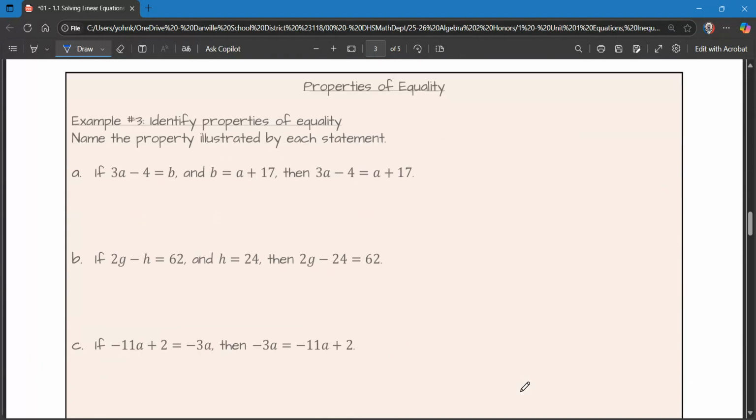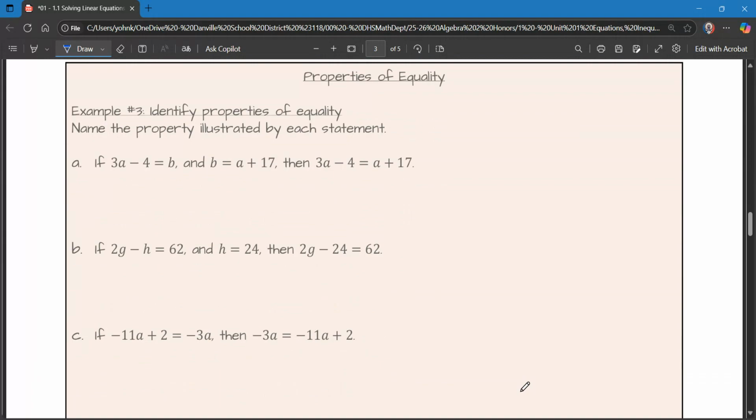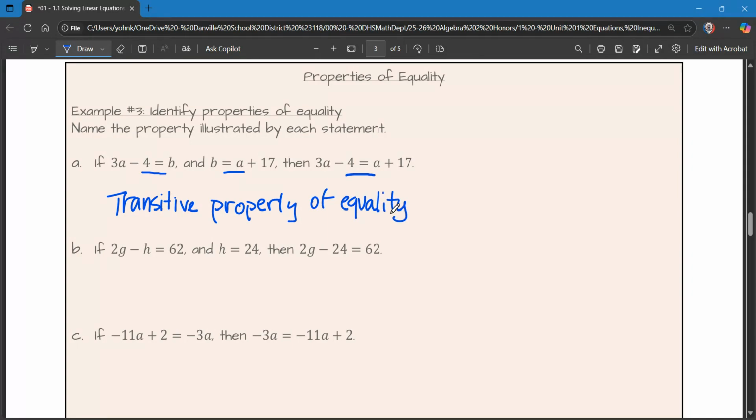Okay, let's see some examples of those properties on the previous page. Name the property illustrated by each statement. So letter A, if 3a minus 4 equals b and b equals a plus 17, then 3a minus 4 equals a plus 17. So notice you got 3 parts here. If 3a minus 4 equals b, and if b equals a plus 17, then 3a minus 4 equals a plus 17. This is the transitive property of equality. Adding "of equality" is important because there are different properties later on, and so you want to learn to distinguish them.